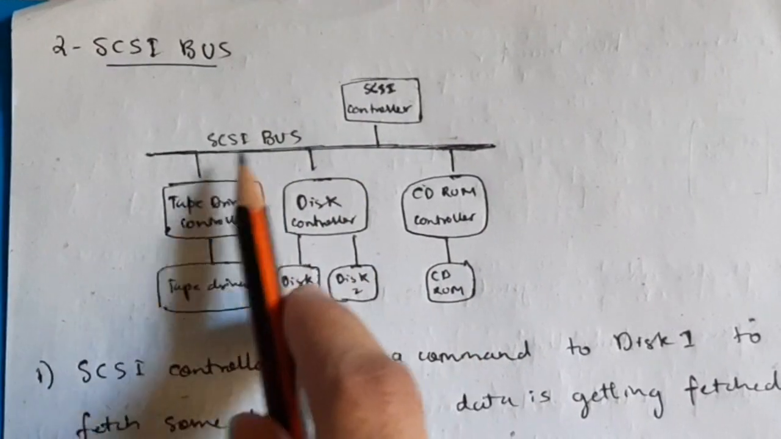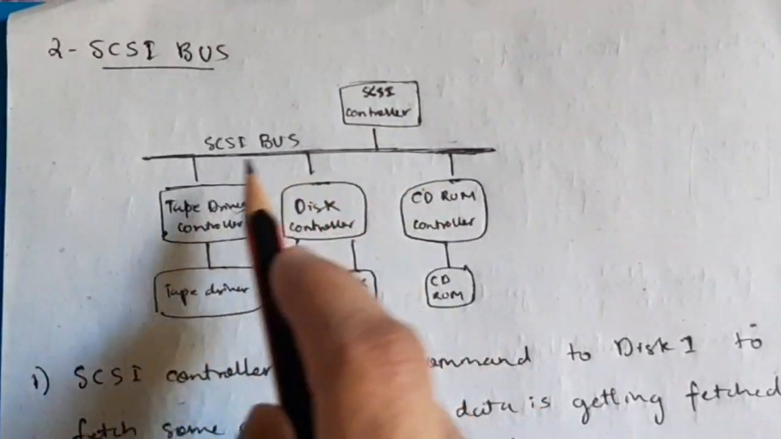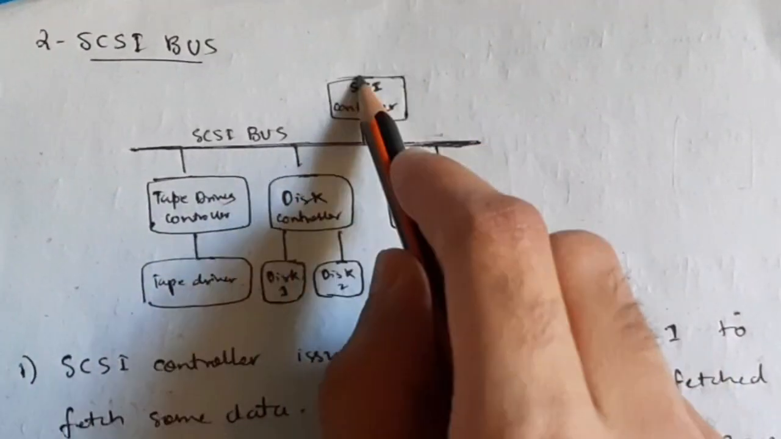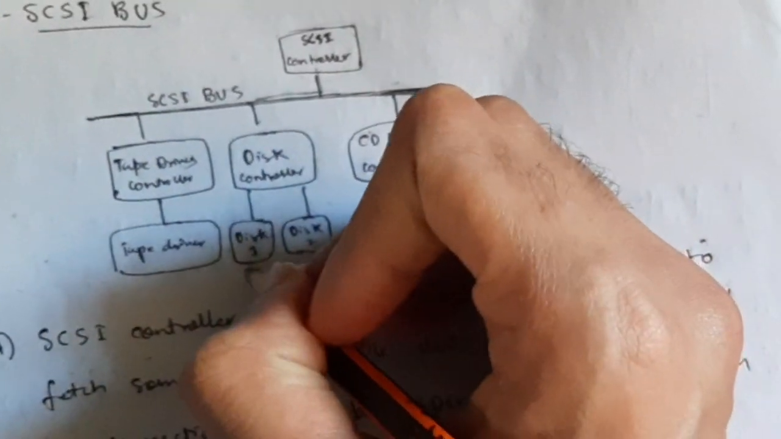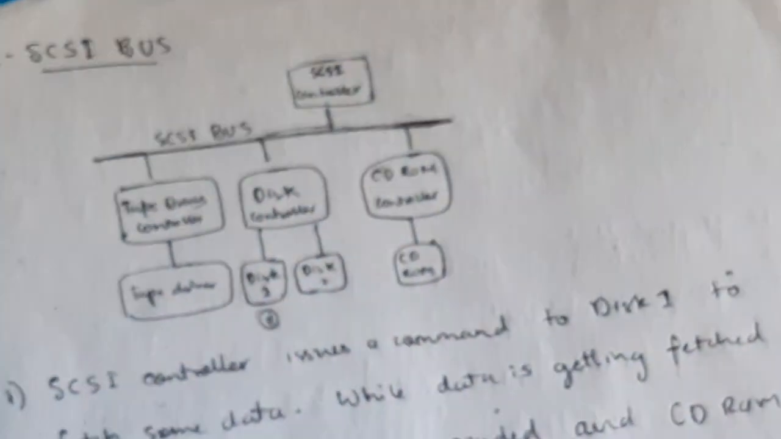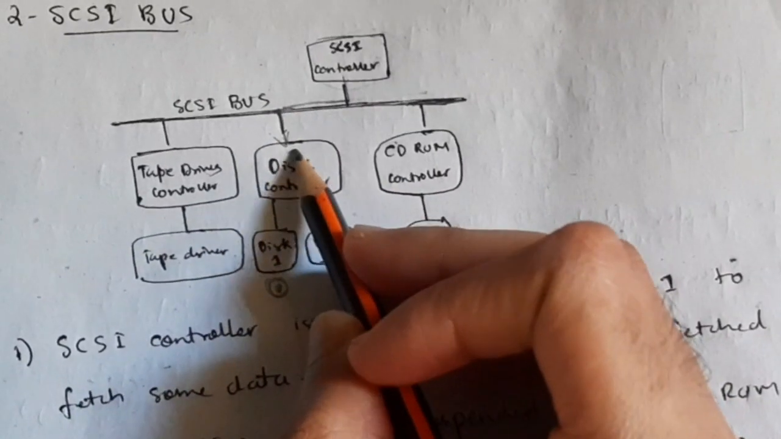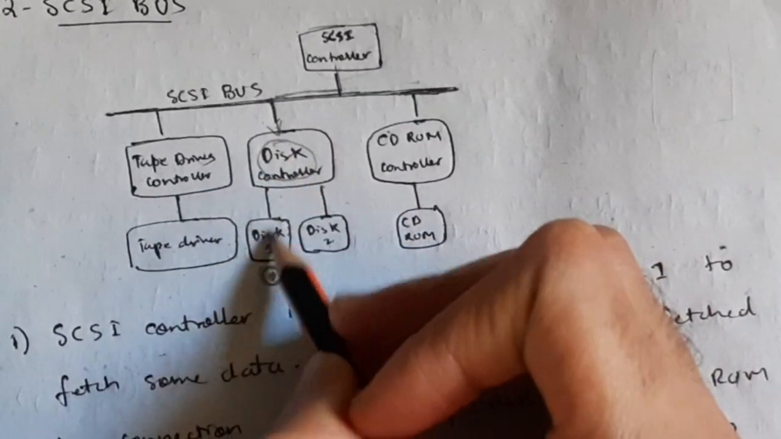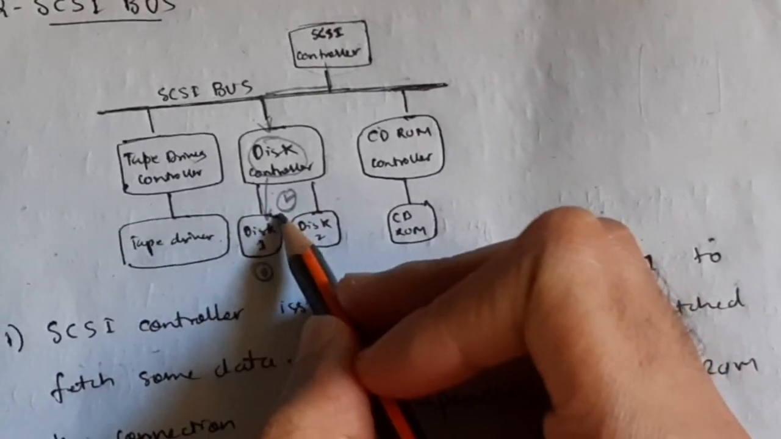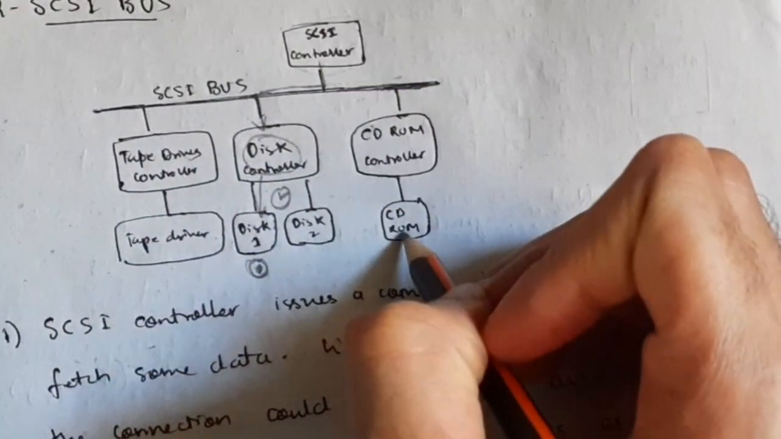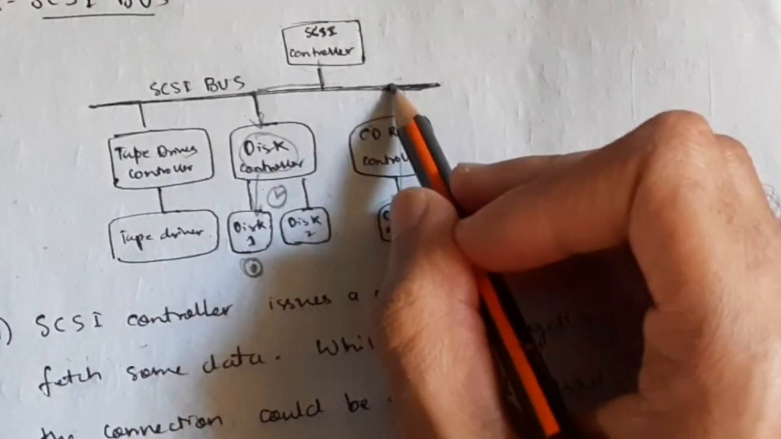But one feature of SCSI bus is different. The SCSI controller gives the request to the SCSI bus that it needs this data. So the SCSI bus will give the command to this controller to collect the data. While collecting the data, it takes some time, right? So within that time, this bus is free. Another unit can use this bus, right?